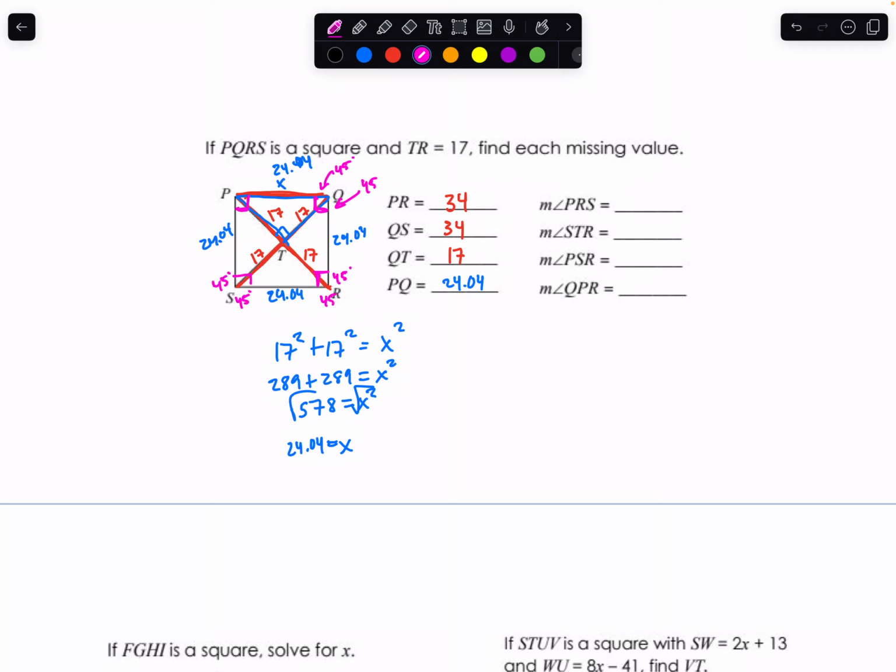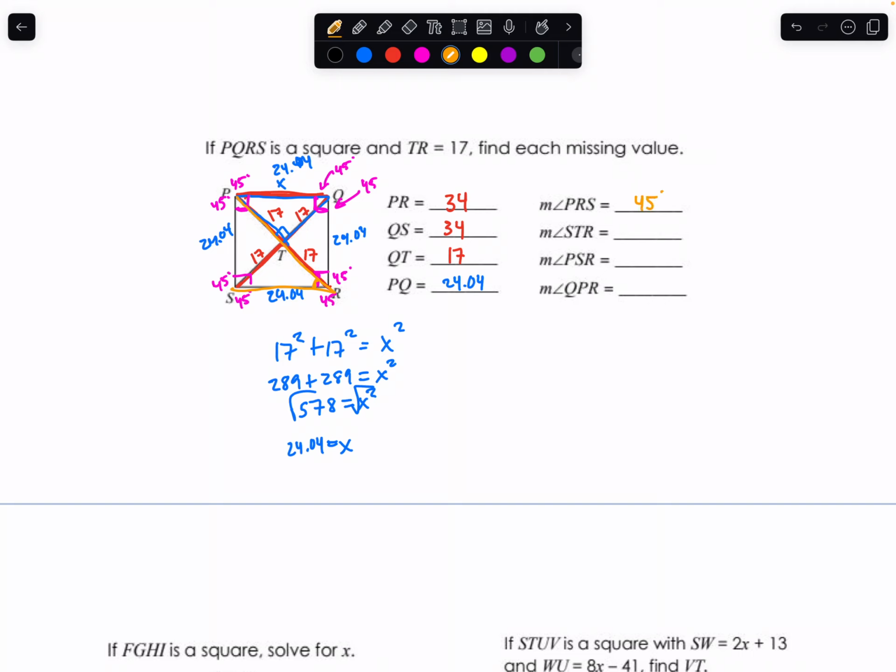We have 4 triangles that are 45, 45, 90 triangles. So now we just got to figure out our measurements. PRS. PRS is relating to, we start with P, we're going to go to R from PRS. This angle is 45 degrees.